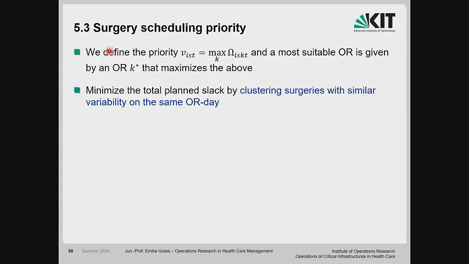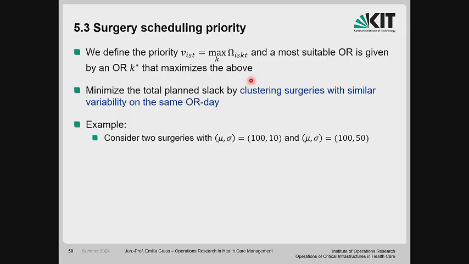So before that it was about operating rooms, and now we would like to minimize the slack by clustering similar surgeries together, because you can see here an example. Let's consider two surgeries. Both take 100 minutes of operation time. The first one has a standard deviation of 10 minutes, so 100 minutes is the expected time plus minus 10 minutes. And the second surgery has a plus minus of 15 minutes.